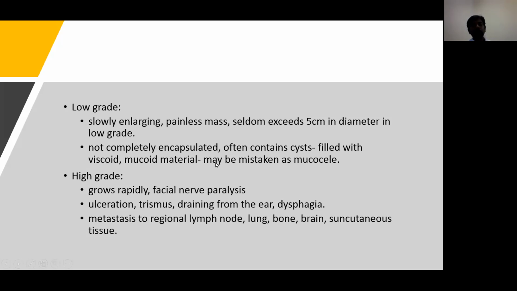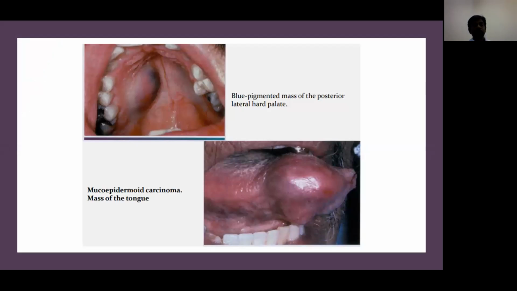It's important to identify whether the tumor is low grade or high grade because of the prognosis and the overall behavior of the tumor. Here you can make out a blue pigmented mass of the posterior lateral hard palate. Here the tongue also has a minor salivary gland tumor, which is a mucoepidermoid carcinoma.